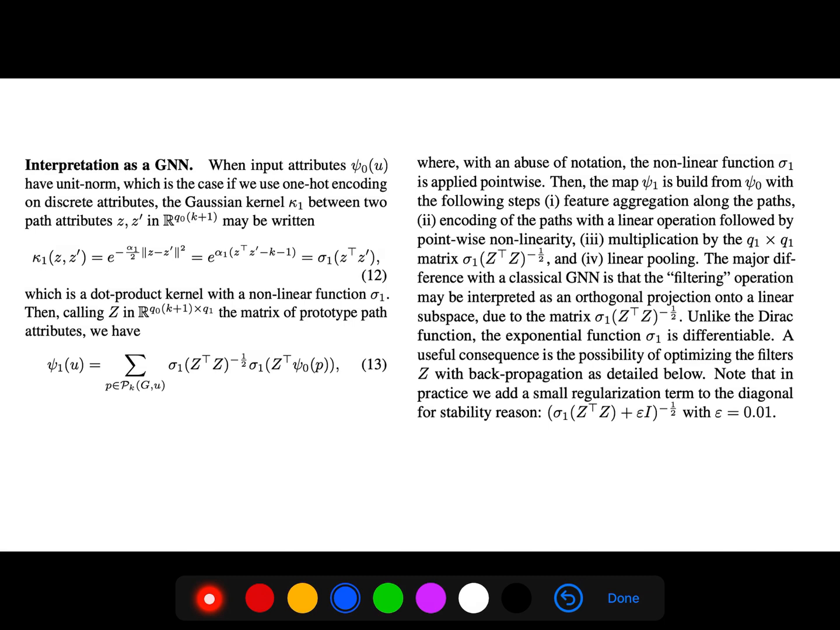Now, this is important for interpretation as a GNN. When input attributes have unit norm, which is the case if we use one-hot encoding, the Gaussian kernel may be written like sigma 1 of z transpose z prime, which is a dot product kernel with a nonlinear function sigma 1. So calling Z the matrix of prototype path attributes, now we have psi 1. So the map psi 1 is built from psi 0. A useful consequence is the possibility of optimizing filters Z with backpropagation.